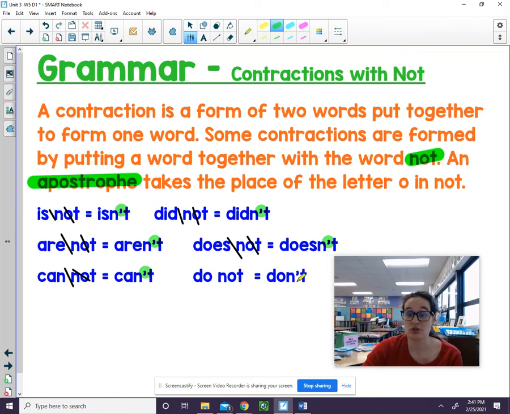Do not becomes don't. Remember that apostrophe. That is going to replace the O. And remember, we don't have a space. So do not becomes don't.